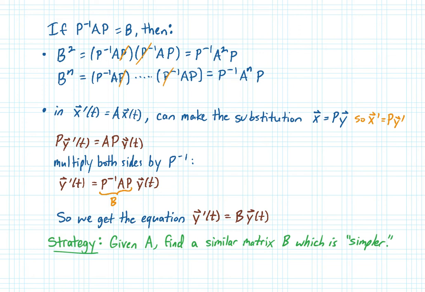So the idea is that given your matrix A, you would want to find a similar matrix B, which is simpler in some way, where simpler means that you can actually solve the problem directly. And so the question is, how do we do that? What do we mean by simpler? And once we know what simpler means, how do we find a similar matrix B, which is simpler?